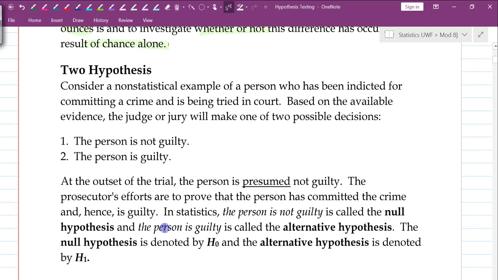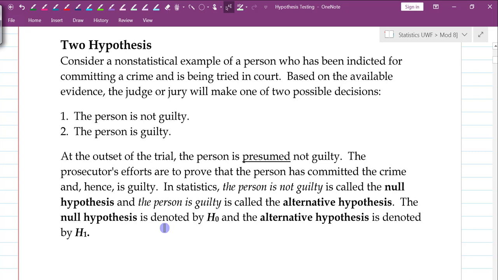So we have two hypotheses. We're going to leave the cola example for just a moment, and then we'll come back to it. So consider a non-statistical example of a person who has been indicted for committing a crime and is going to be tried in our courts here in the U.S. Based on the available evidence, the judge or jury will make one of two possible decisions. The first one is that the person is not guilty. The second one is the person is guilty. Those are really the only two outcomes.